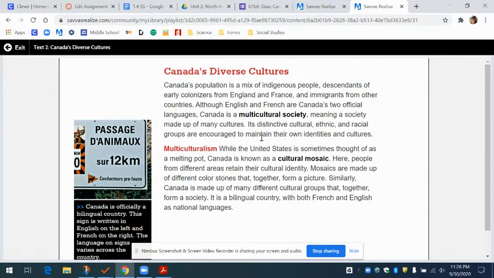Multiculturalism. While the United States is sometimes thought of as a melting pot, Canada is known as a cultural mosaic. Here, people from different areas retain their cultural identity. Mosaics are made up of different color stones that together form a picture. Similarly, Canada is made up of many different cultural groups that together form a society. It is a bilingual country with both French and English as national languages.